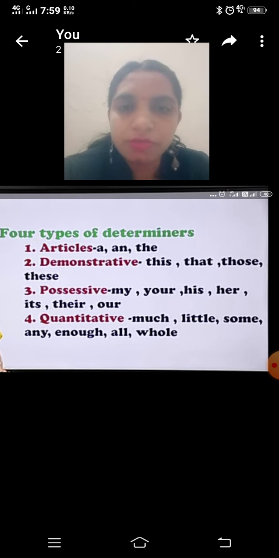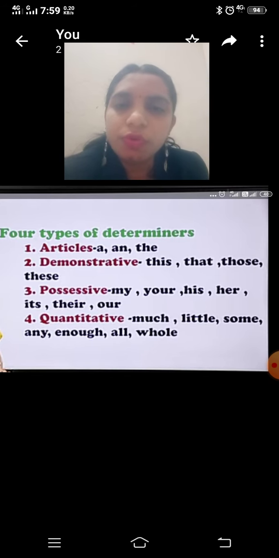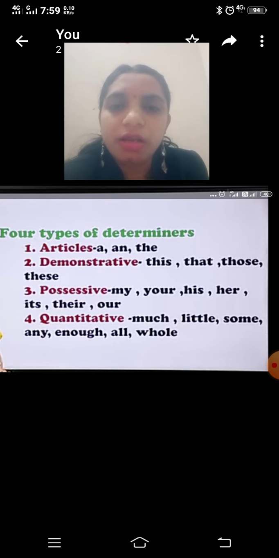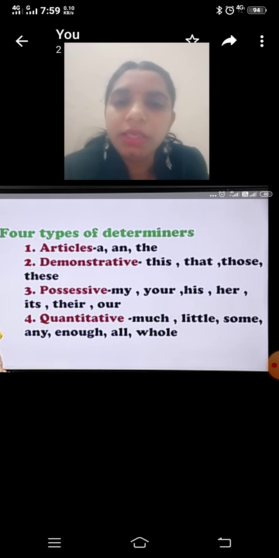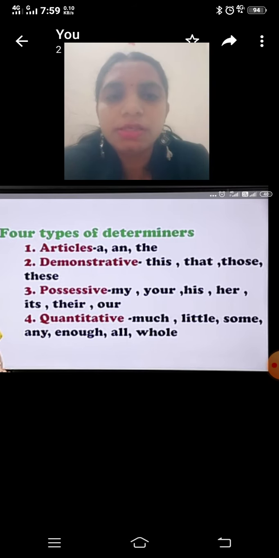Then demonstratives: this, that, those, these are the demonstratives. Demonstrative means point out. In that word only there is a meaning. Then number 3, possessive determiners: my, your, his, her, its, their, our. Then the fourth type we have is quantitative. Quantitative means the words which tell about the quantity: much, little, some, any, enough, all, whole. These all are combinedly known as determiners.